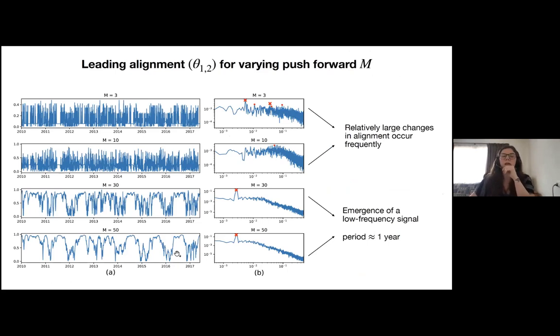Okay, and then we looked at the alignment over all of the push forwards. Actually, we went out to the asymptotic CLVs as well. And what we found was that the shorter windows give these large changes in alignment quite frequently, which is indicating the transitions. Whereas as you go further out into the asymptotic CLVs, a low frequency signal starts to emerge, which has a period of about 1 year, pointing towards the idea that we have a seasonality in our data, in our preference for different states.